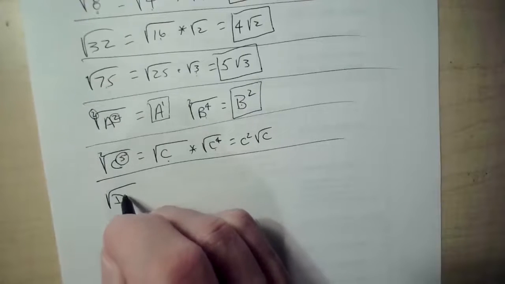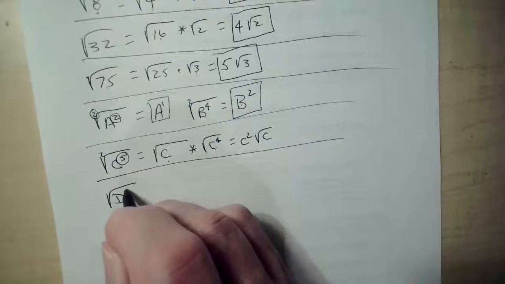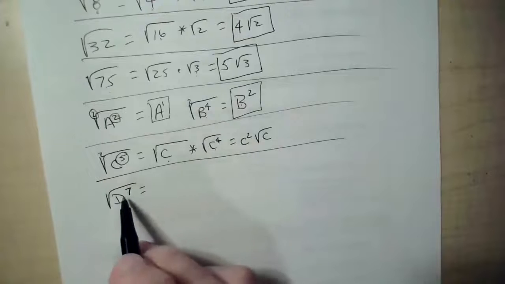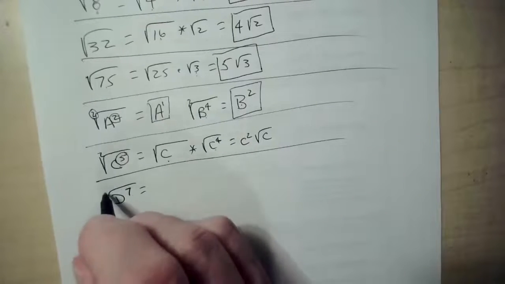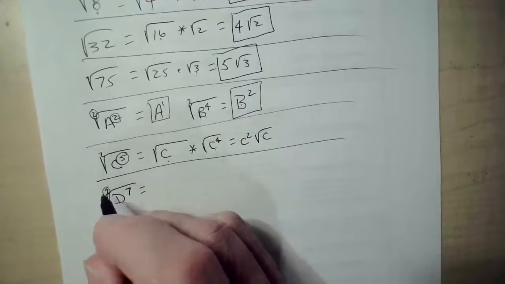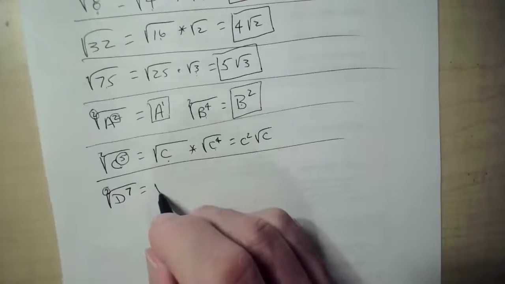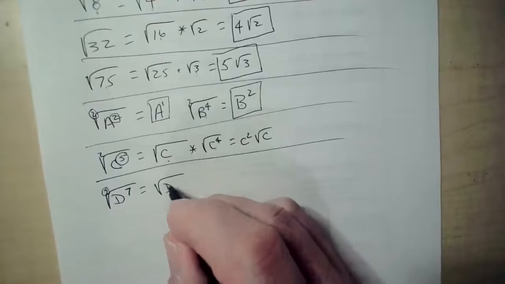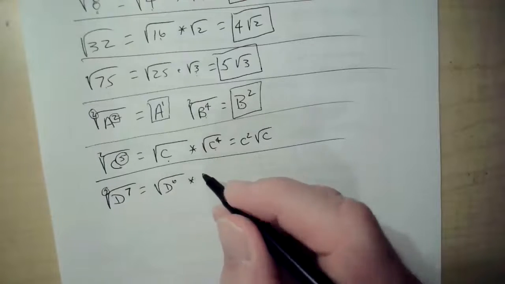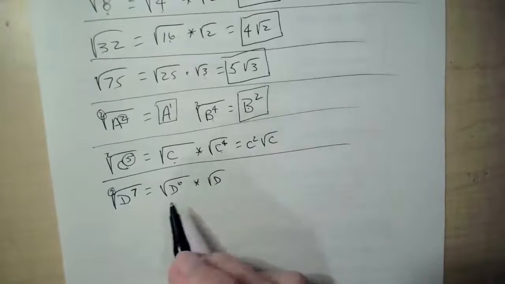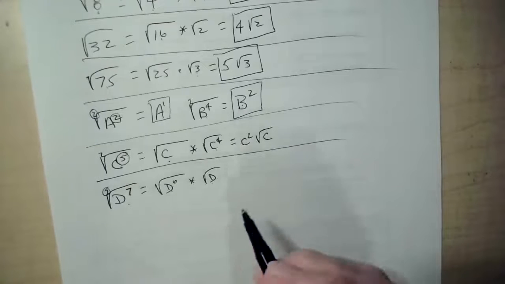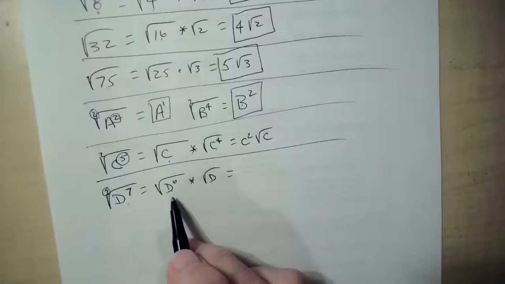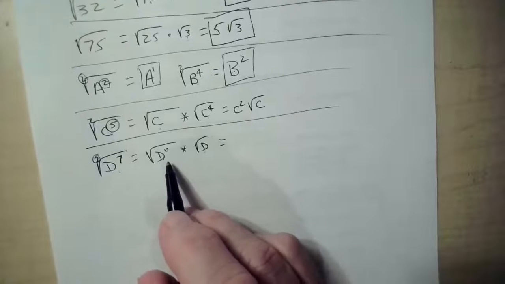And what if we have the square root of d to the 7th? Again, we want an even number here because we want to divide the 7 by this 2. So we're going to have the square root of d to the 6th times the square root of d. Right? Square root of d to the 6th times the square root of d is d to the 7th. So we're right.